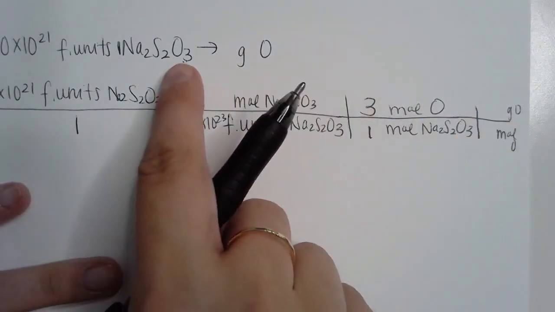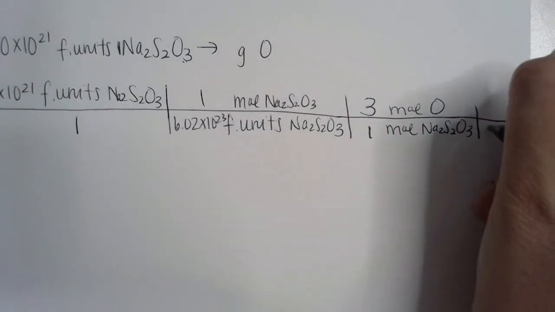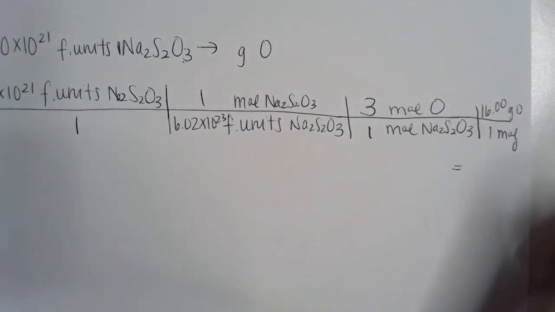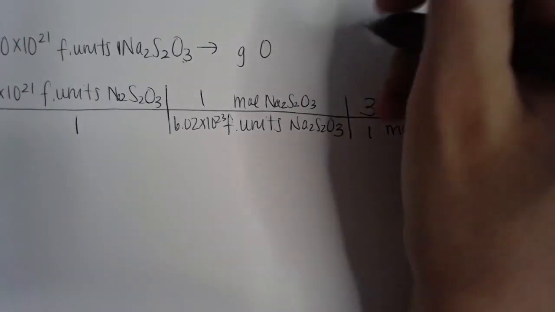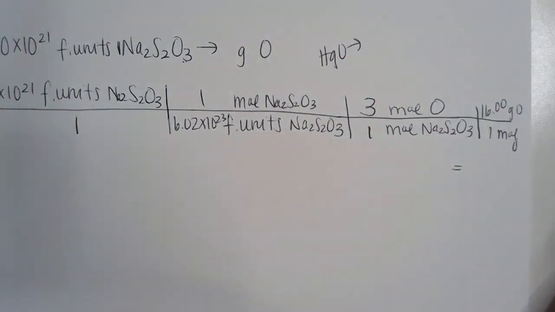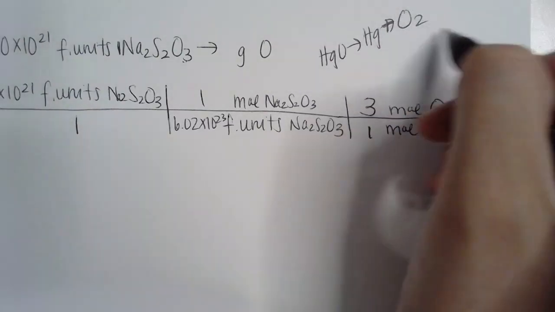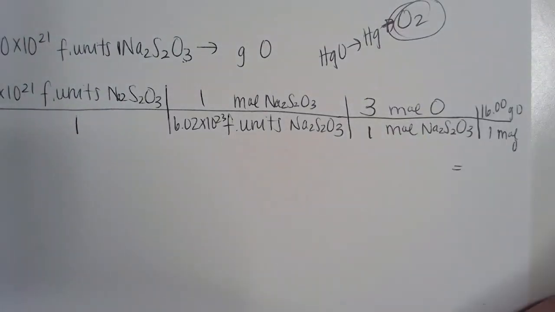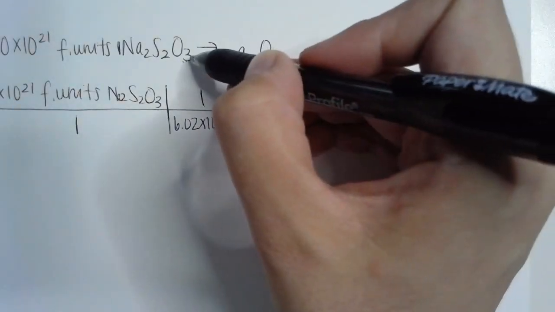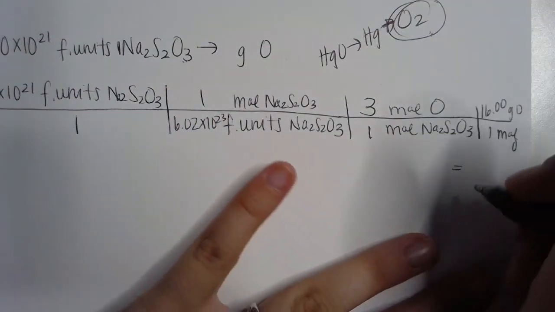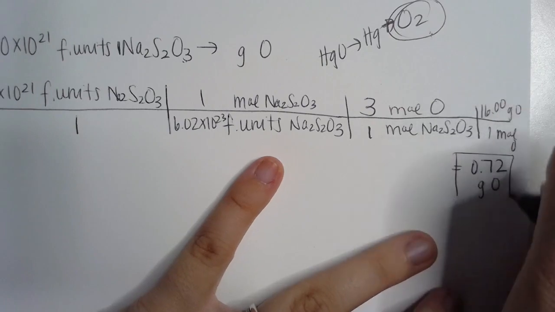Now notice here I'm not using the diatomic. I'm just going to the element oxygen. So you're going to use 16. You only want to use the diatomic if you're doing a reaction that actually has a diatomic oxygen. So let's say I'm decomposing mercury oxide. You're producing oxygen there as one of your products. So that's when you're going to use diatomic oxygen. Here it's just the element oxygen that's in the compound. And your answer should be 0.72 grams of oxygen.